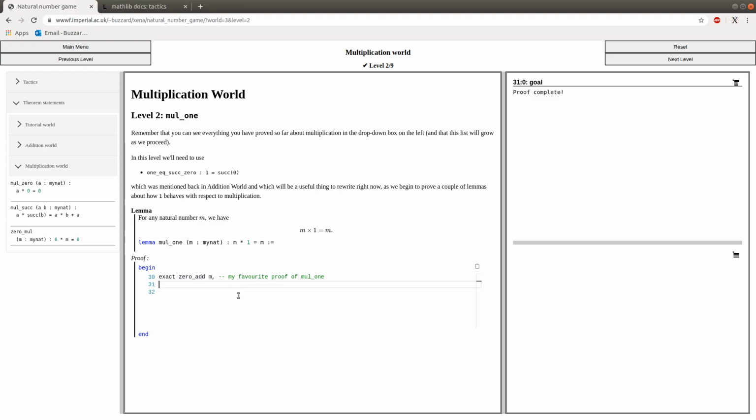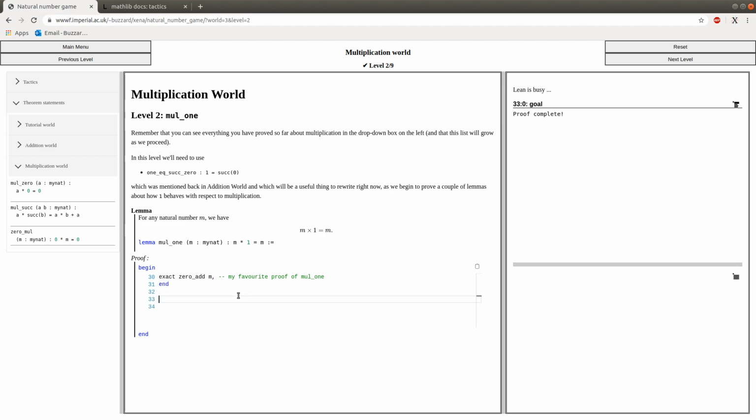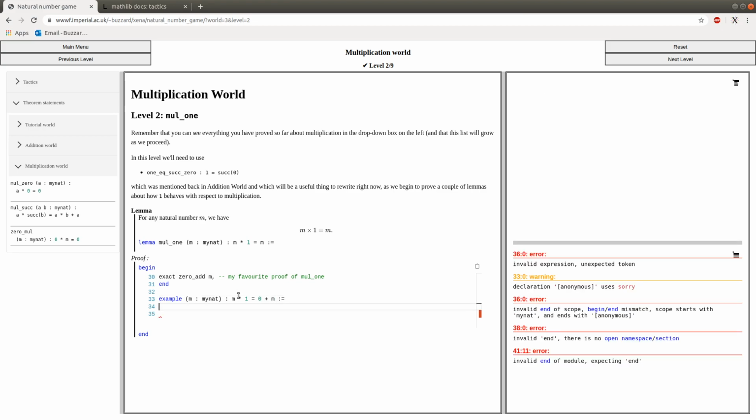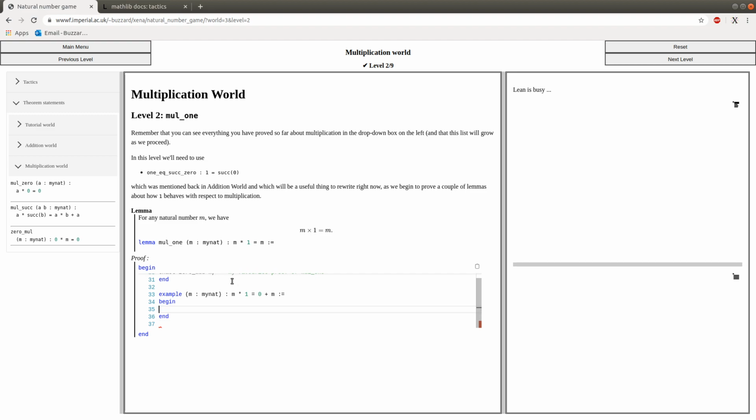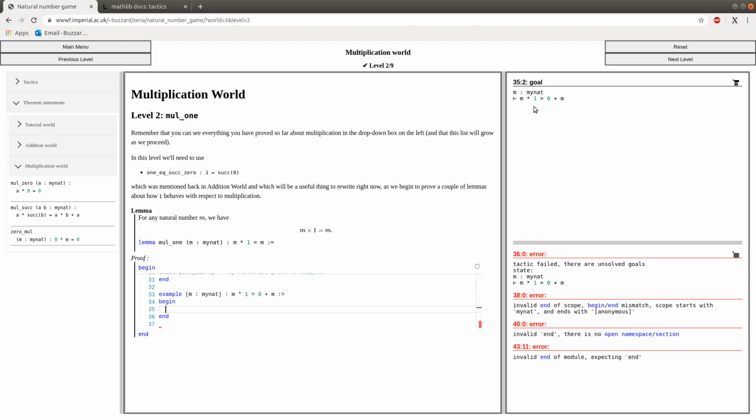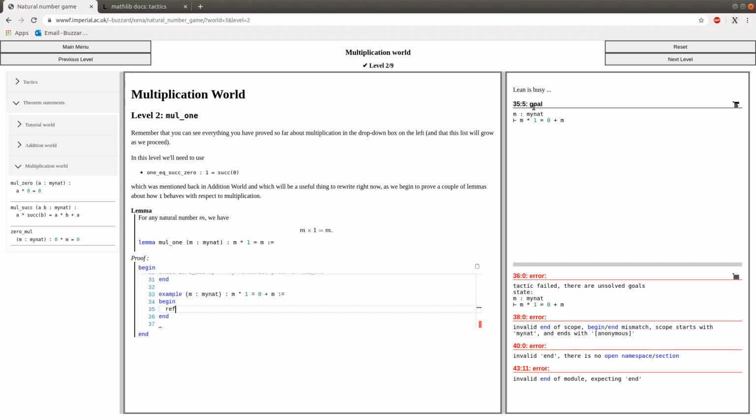I guess I can show if I... there. For example, if m is a nat, m times 1 equals 0 plus m. Begin, end, there. So why is m times 1 equal to 0 plus m? And I'm going to put refl.